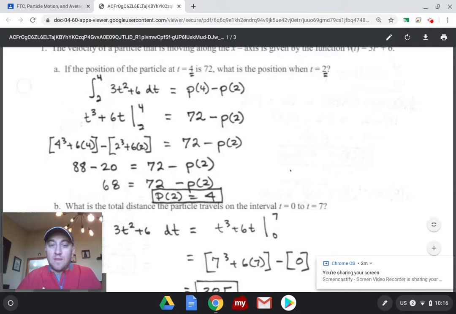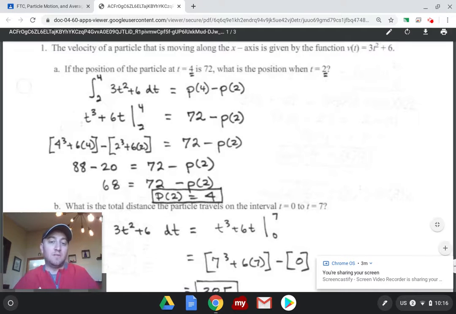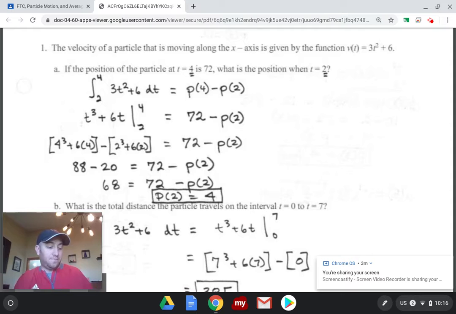So the one thing that we are solving for in here that we need to find is p of 2, which we don't know. I know p of 4 is 72 because that's given. When I actually find the antiderivative of 3t squared plus 6t, I can then evaluate to figure out that total amount, which ends up being 68. So then you're just left with the simple equation: 68 is equal to 72 minus p of 2, which we can then solve.